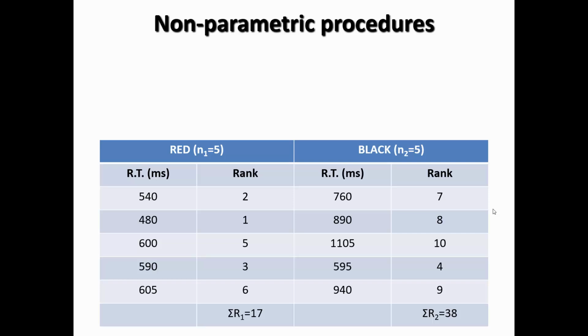In this video, we're going to go over a non-parametric procedure that is analogous to the independent samples t-test, and that's called the Mann-Whitney U-test. This is a statistical procedure we would use if we want to compare two independent samples. Now, why would we use this over an independent samples t-test?